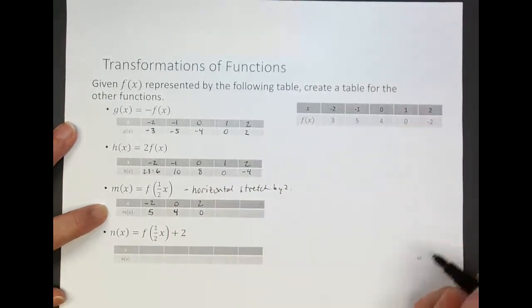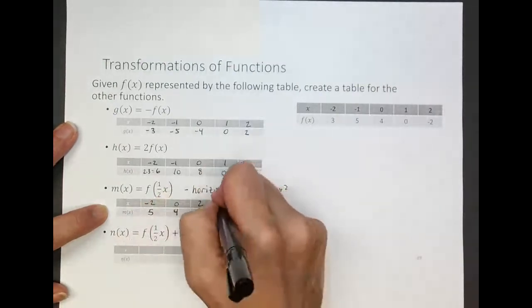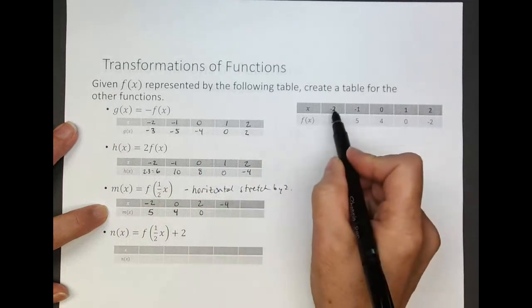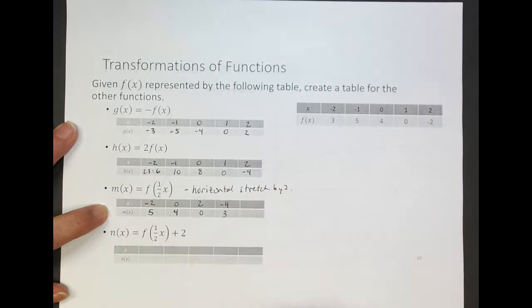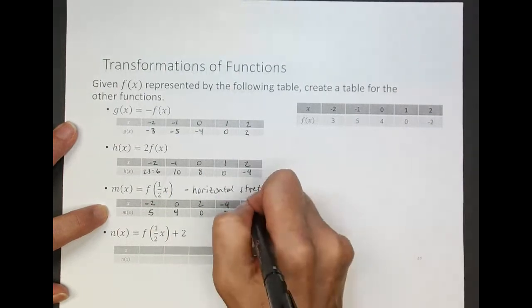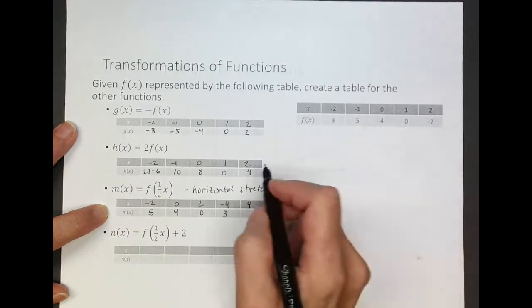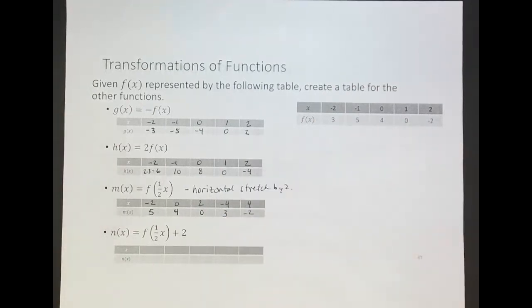Can I finish that table? Well, I'll have to use some different x's. They're a little out of order, but what if x were -4? Half of -4 is -2, so that means m of x is going to be 3. What about 4? Half of 4 is 2, so that means m of x is going to be -2.